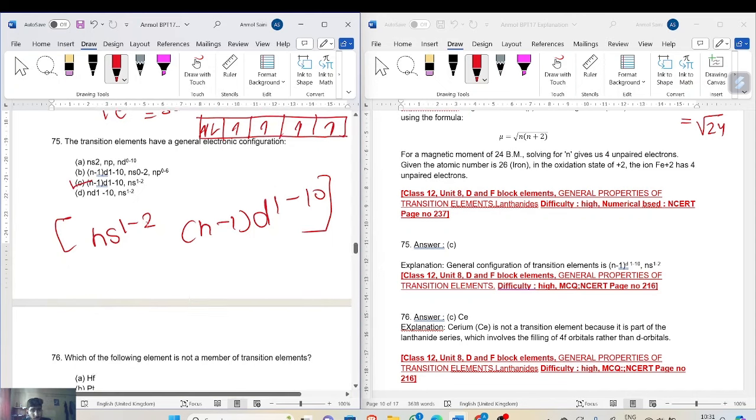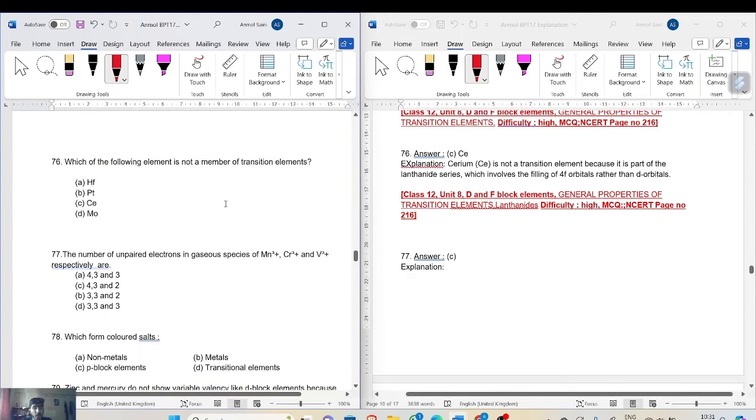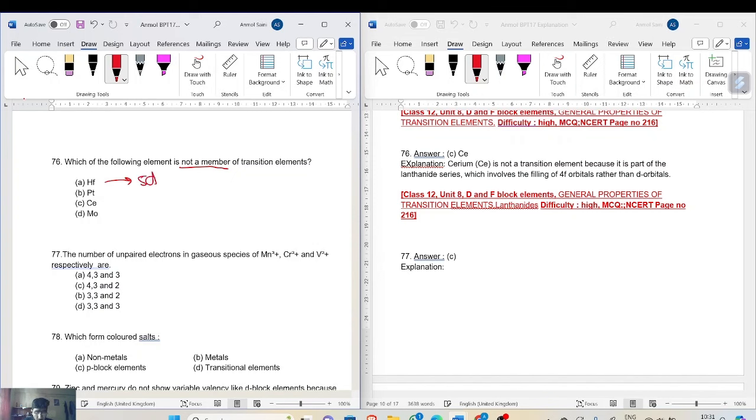Okay, so now let's go to question number 76. Question number 76 is saying, which of the following elements is not a member of transition elements? So we have to find which of the following is not a transition element. First is hafnium. So it belongs to the 5d series, your third transition series.